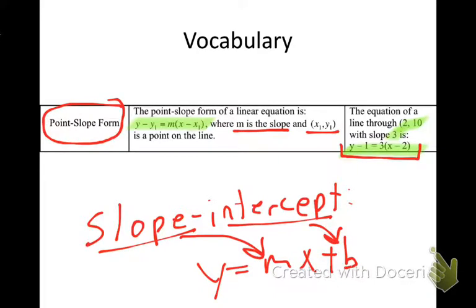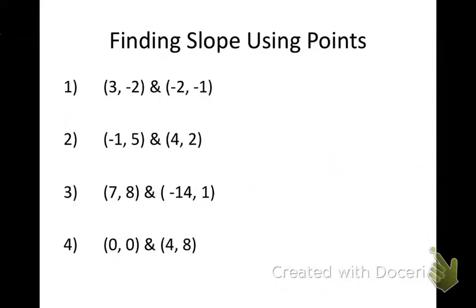Alright, a little review here. We're going to talk about finding slope using points. Does anyone remember the slope formula? It was on yesterday's vocab, I believe. Not slope-intercept form, the slope formula. It was y2 minus y1 over x2 minus x1. And again, the key there is making sure you put the y's in the numerator and the x's in the denominator. Big key there. Make sure you don't switch those around.